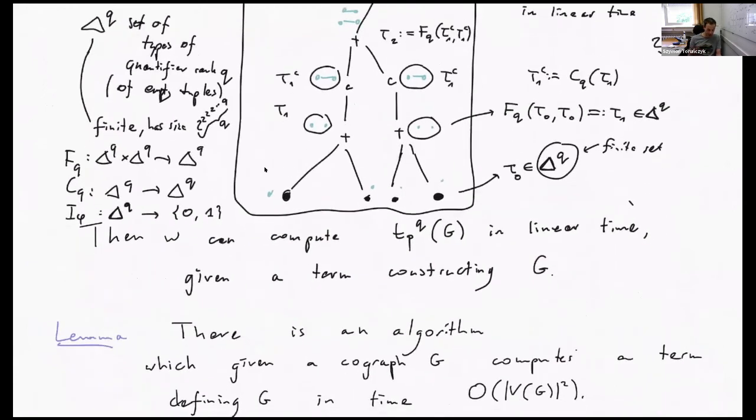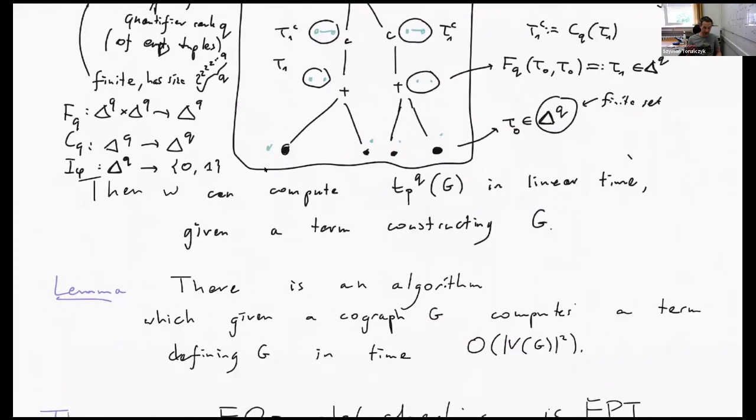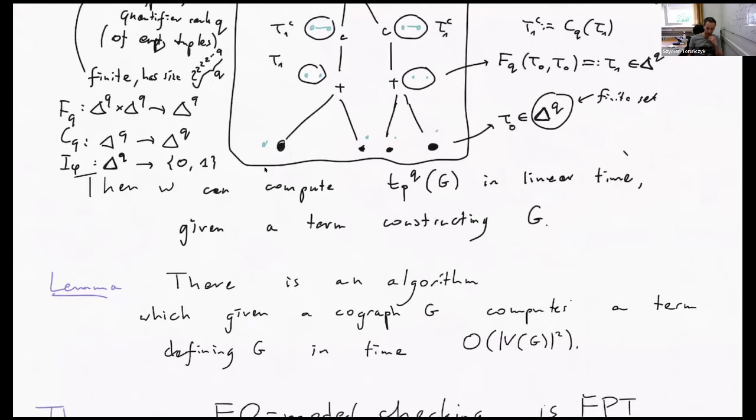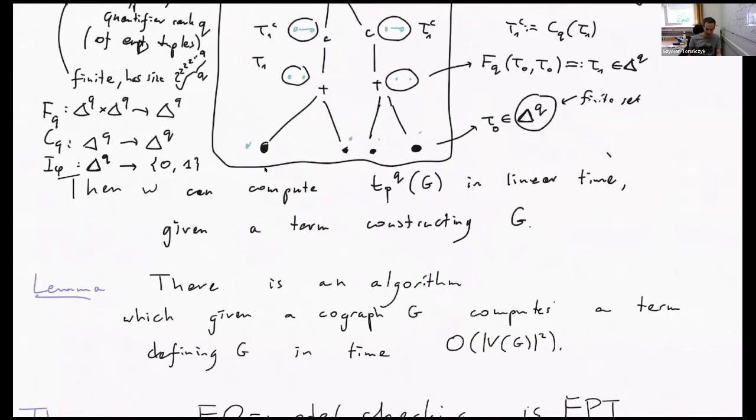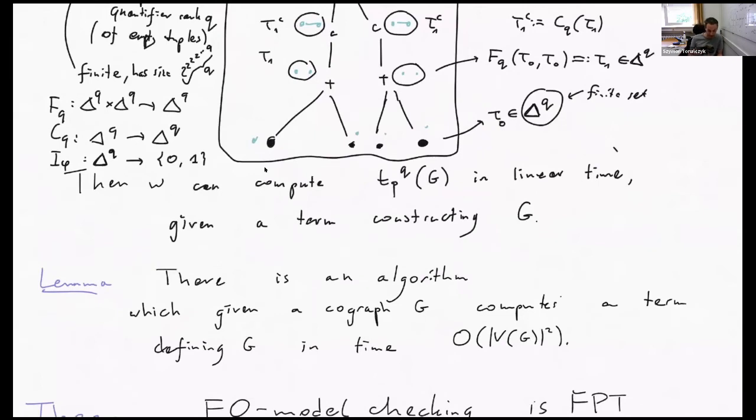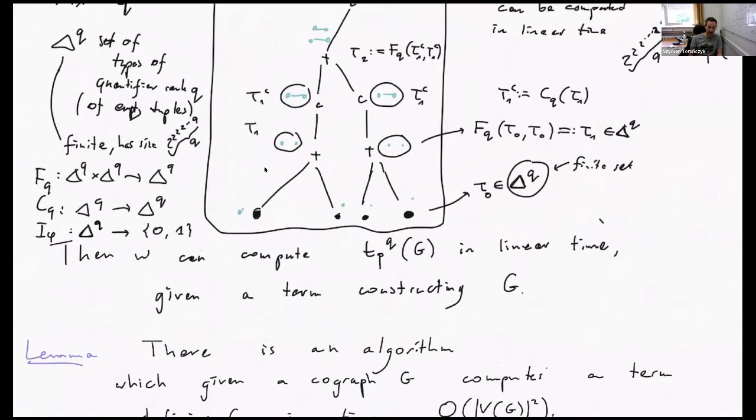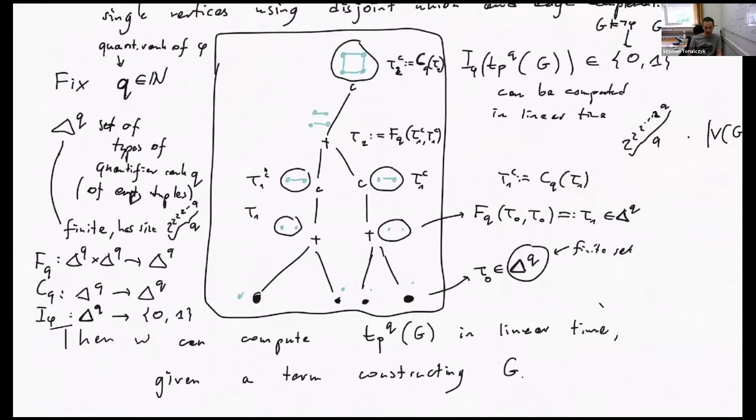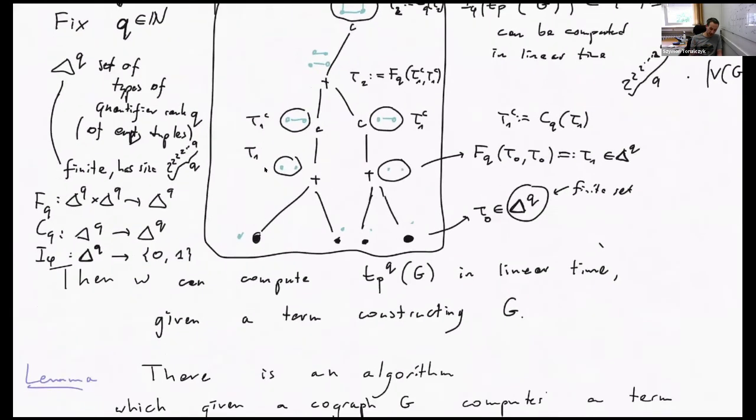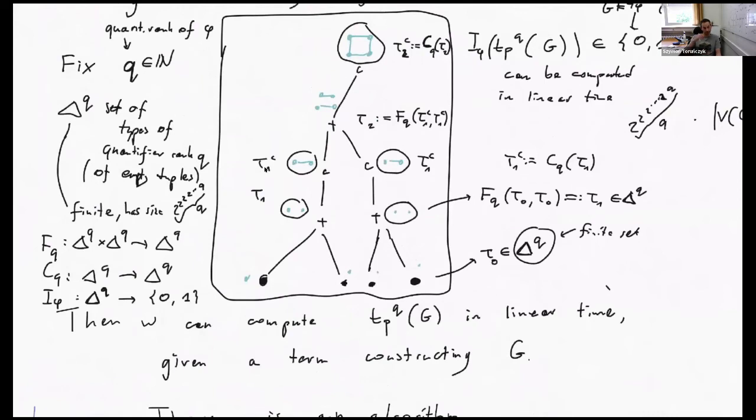And then to complete, and this is a key part of many algorithms, we need an argument which says that for all co-graphs, so graphs which can be composed out of single vertices using a disjoint union and complement, we can do model checking in FPT time. We need an algorithm which, given a co-graph G, computes a term defining this graph G. Because a graph is not usually given together with the term describing its construction, it's just a graph. And the first thing we need to do, given a co-graph, is compute this term.